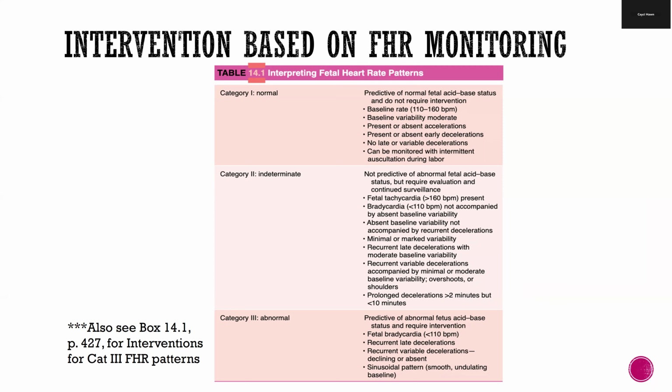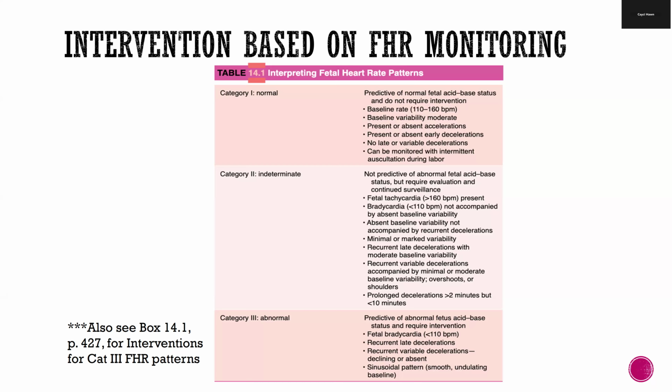So category 1 is considered a normal predictor of normal fetal acid base status and doesn't require any intervention. It's just normal. All the fetal heart rate pattern, it looks good. It's reactive and reassuring. And it has the criteria in the bullet points.